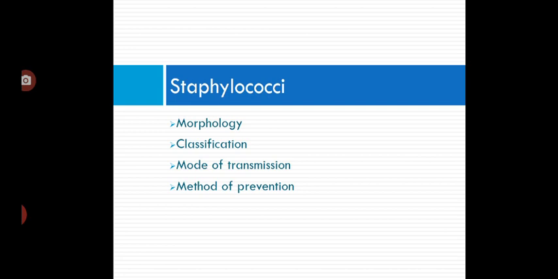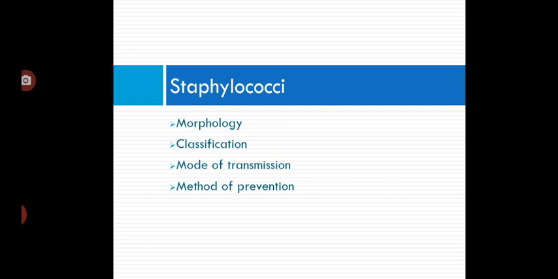Coming to the classification, they are broadly classified into two types, pathogenic and non-pathogenic. Pathogenic includes Staphylococcus aureus. Non-pathogenic includes Staphylococcus epidermidis and Staphylococcus saprophyticus.